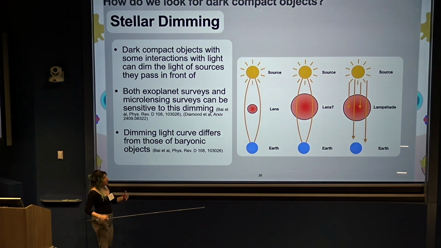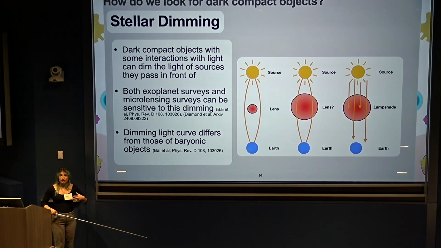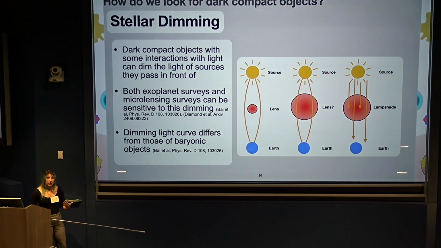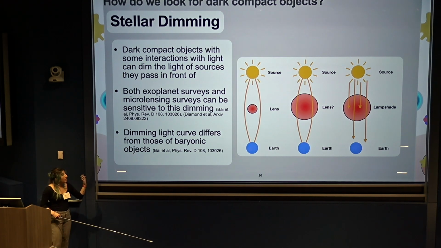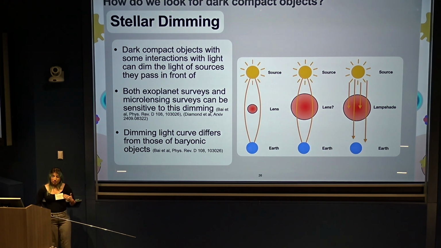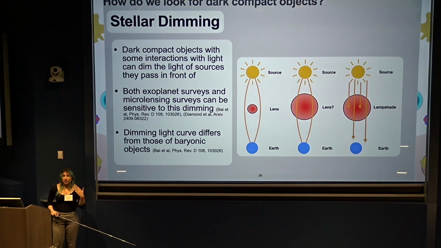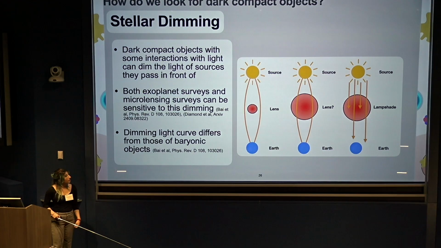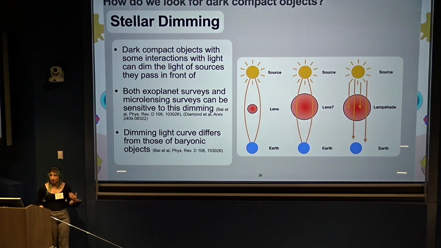However, we could instead rely on this stellar dimming effect, where if any of these objects have interactions with ordinary light, they can scatter light from stars they pass in front of, and we don't have to do much new work to look for this. Existing exoplanet surveys and even existing microlensing surveys are sensitive to this sort of stellar dimming.